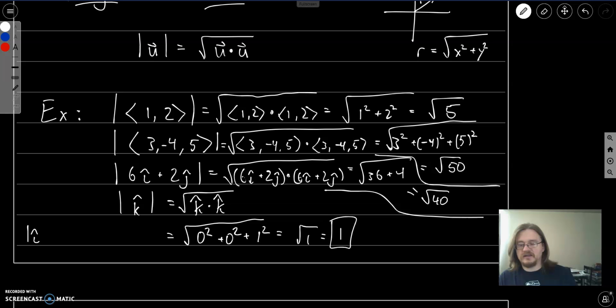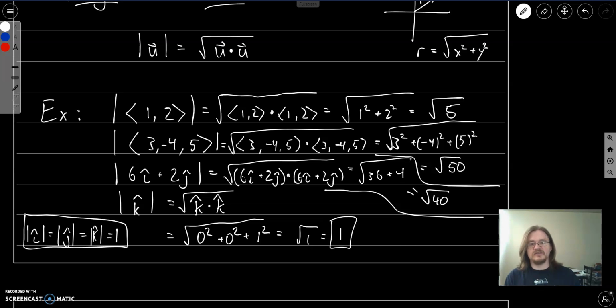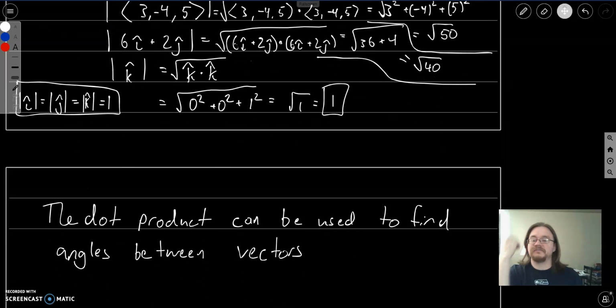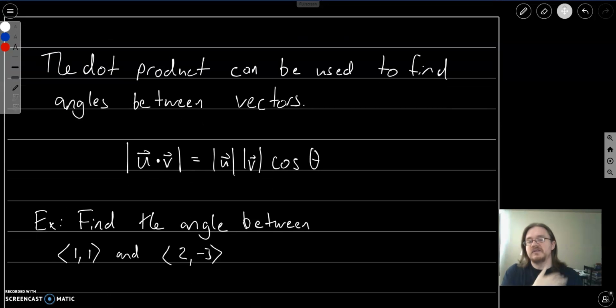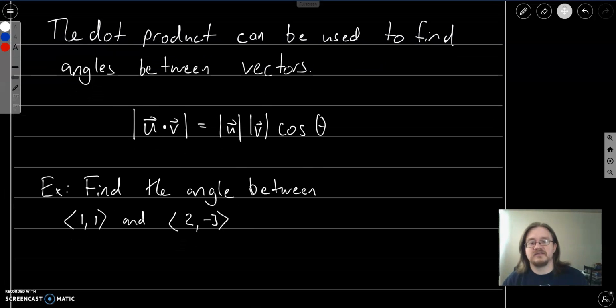The length of i is the same thing as the length of j, which is the same thing as the length of k. They're all 1, and we saw this before. They're just pointing 1 in the direction of either the x, or the y, or the z direction. So taking the dot product can help us find the length of vectors, and we can also use this to find the angles between vectors.